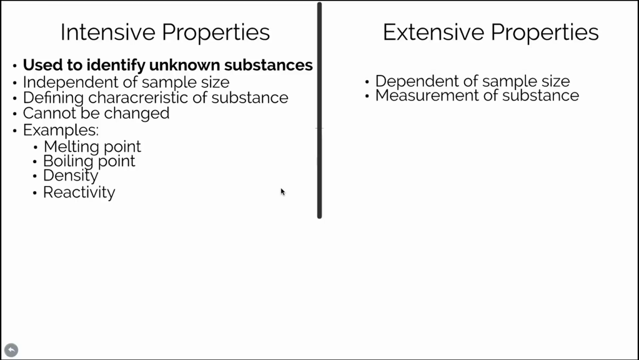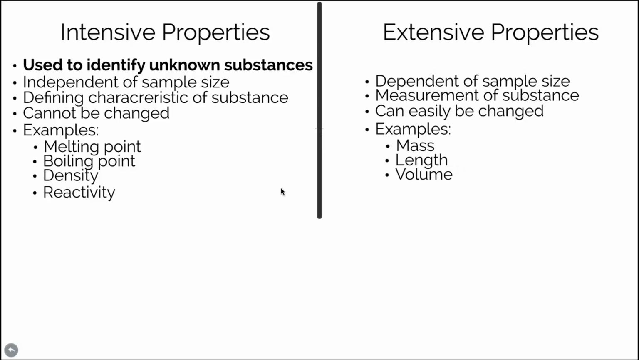As for the extensive properties, these types of properties depend on the size of your sample, how much of it you have, and they're usually measurements of your substance. And you can very easily change them just by changing how much stuff you have. An example of this would be something like mass. You know that you can weigh this on a scale. The length: if you have 3 meters of rope, you can cut it down into 2 meters of rope. You haven't changed the fact that it's rope, you just changed how much rope you have. The volume, how much space it takes up.